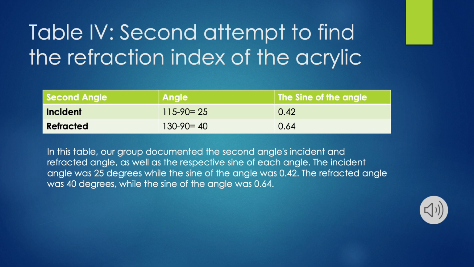Table 4, second attempt to find the refraction index of the acrylic. In this table, our group documented the second angle's incident and refracted angle, as well as the respective sine of each angle. The incident angle was 25 degrees, while the sine of the angle was 0.42. The refracted angle was 40 degrees, while the sine of the angle was 0.64.